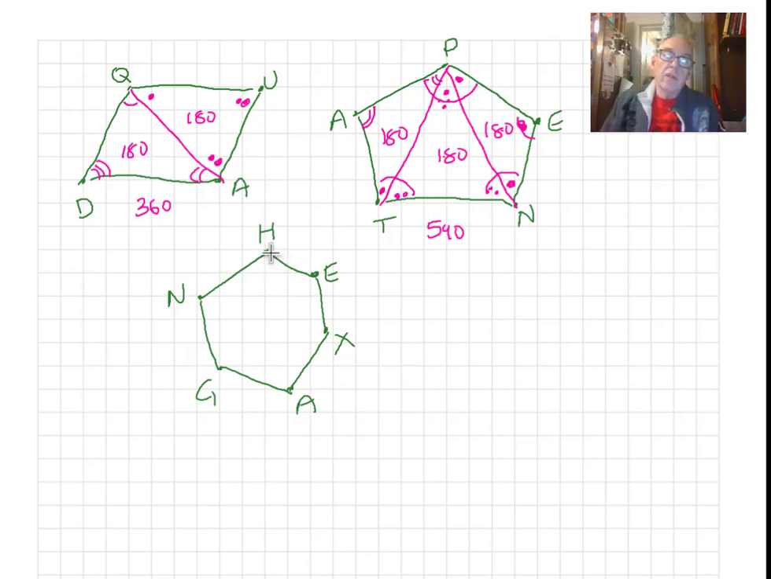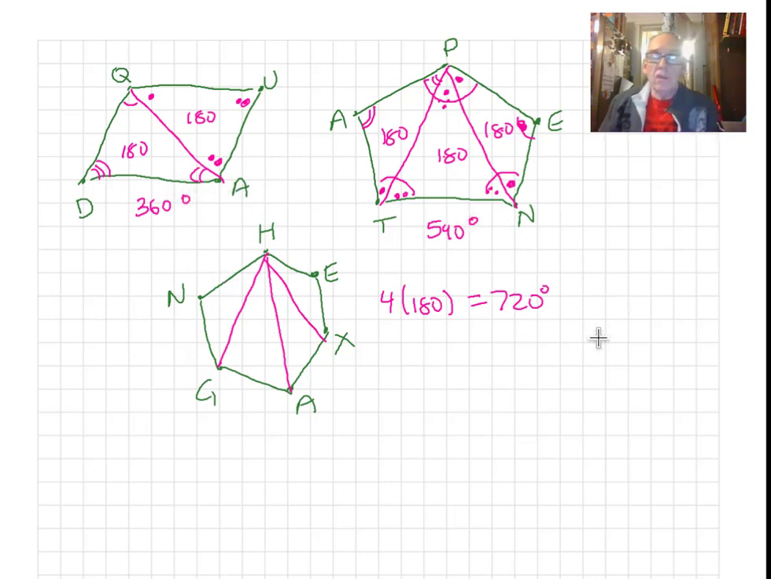And then we can go to the hexagon. Let's see how many triangles we can get out of that. 1, 2, 3. We can get 4 triangles. So 4 times 180 equals 720 degrees. So a hexagon gives us 720 degrees. Okay, so let's go back to the chart.